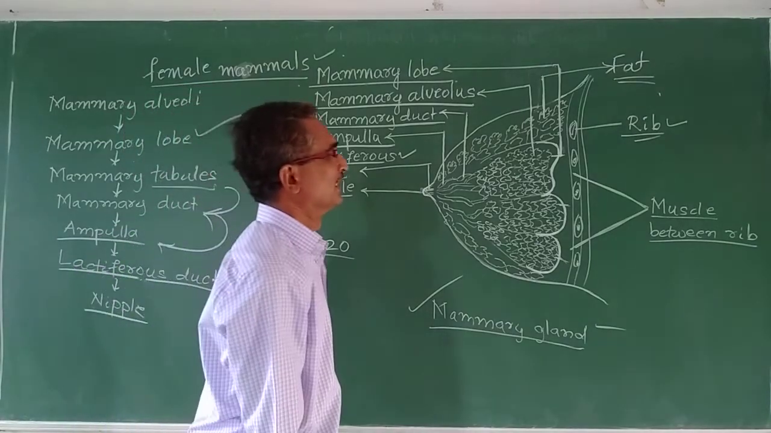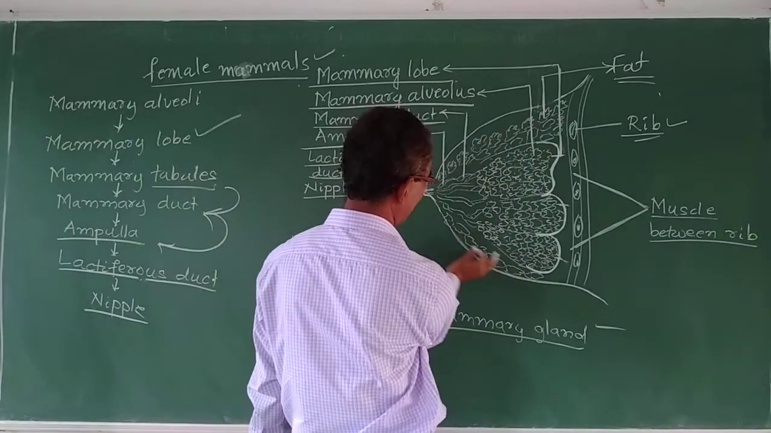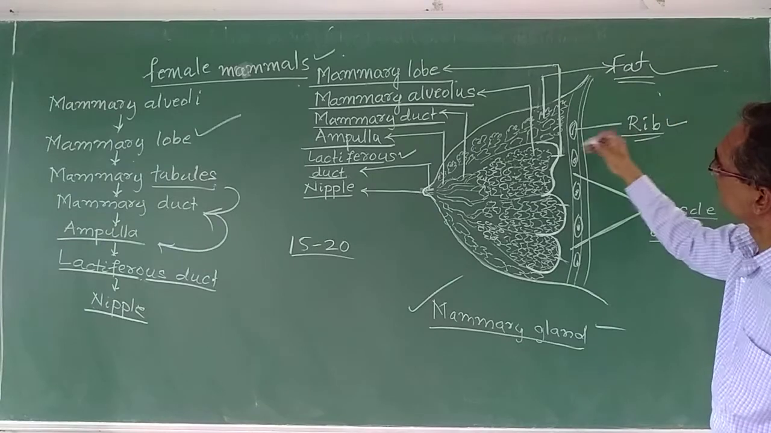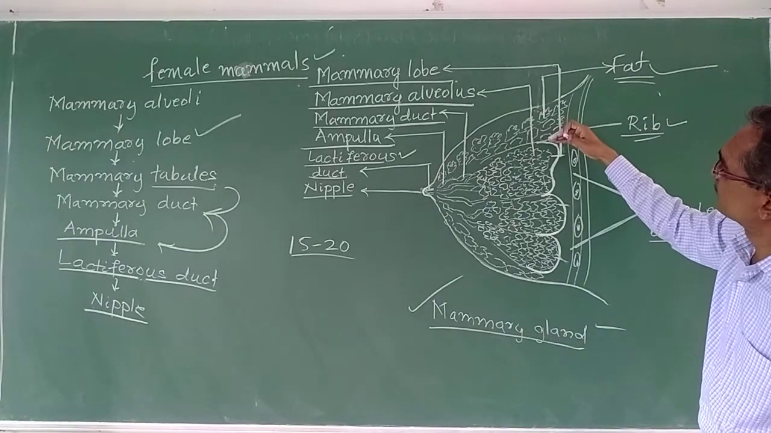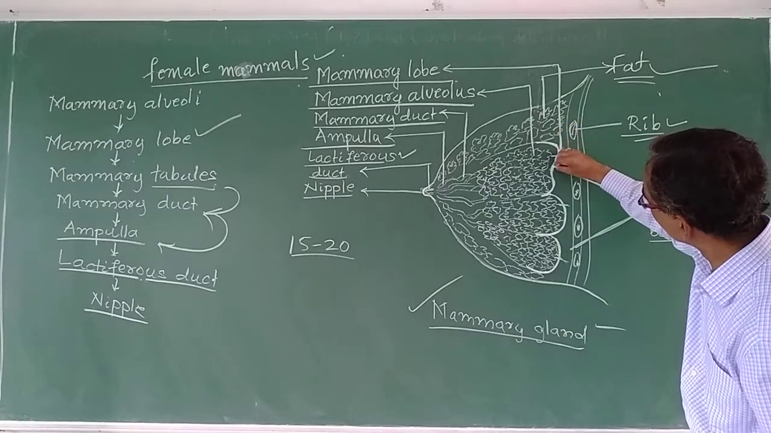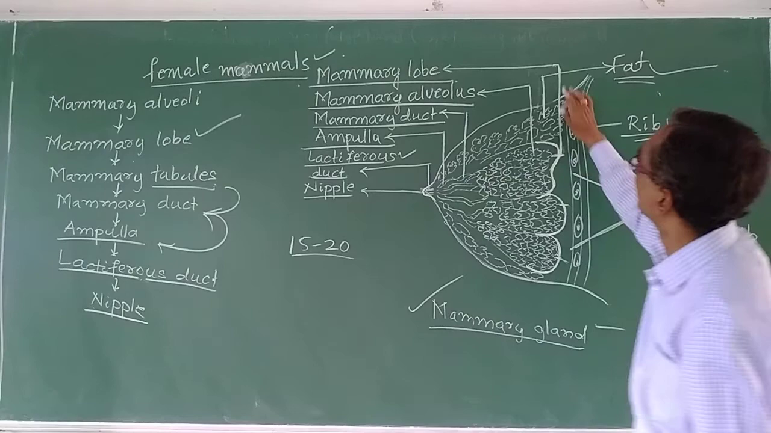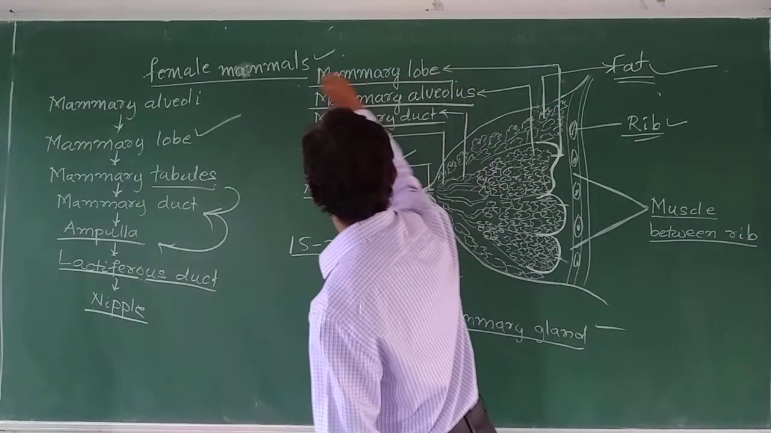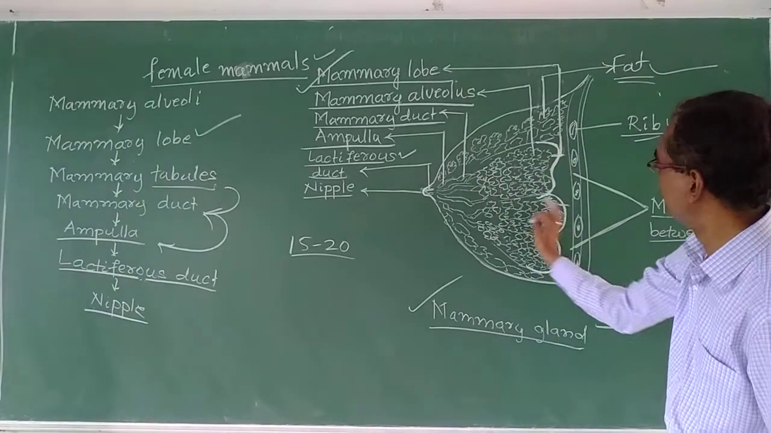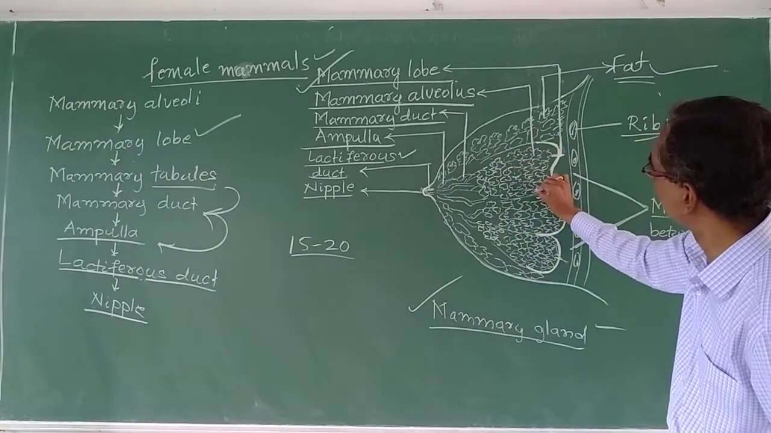Once again, this part here and here is nothing but fat, and the glandular tissue is divided into different lobes, and these lobes are called mammary lobes. These mammary lobes, or compartments, have a cluster of cells, a bunch or group of cells.